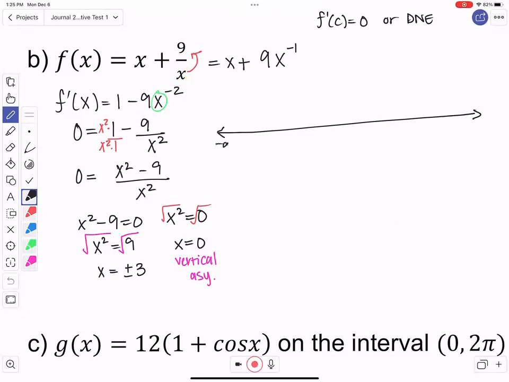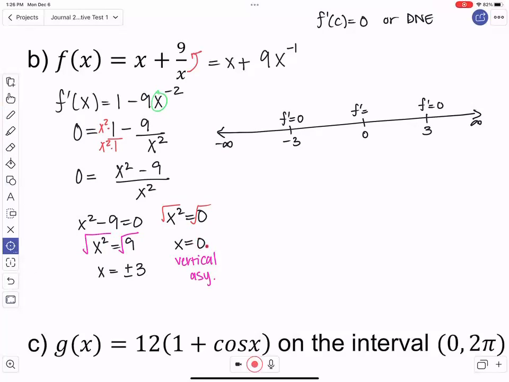So we're going from negative infinity to positive infinity. We're going to put down our critical points. So we have -3, 0, and +3. At -3 and +3, the derivative is 0. At 0, the derivative is not 0. What is the derivative at 0? When you plug in 0, it becomes undefined.